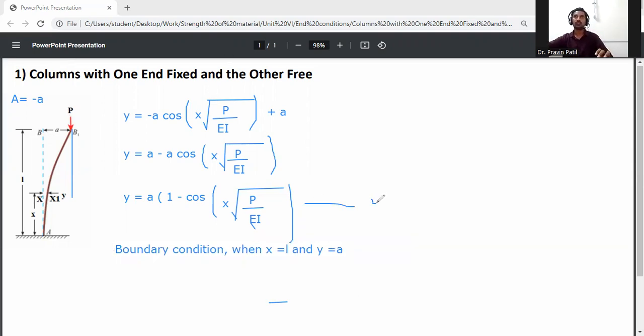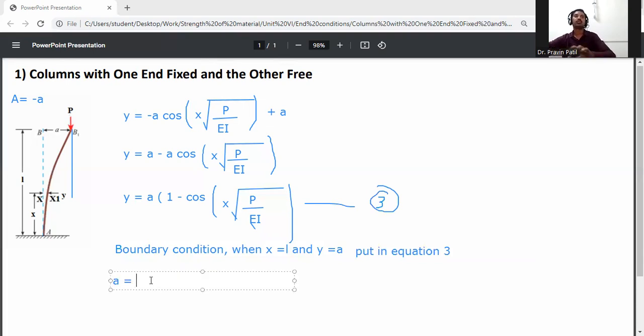So this one is equation number 3. Put in equation number 3. So y is equal to a.